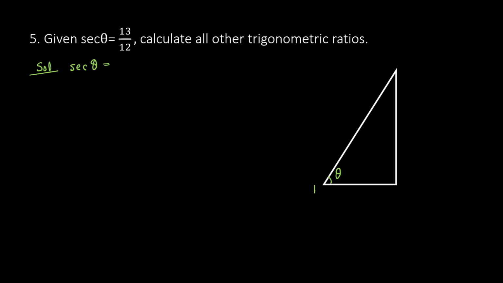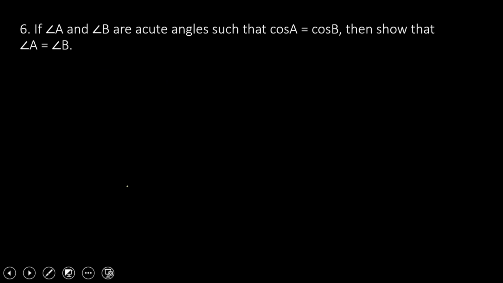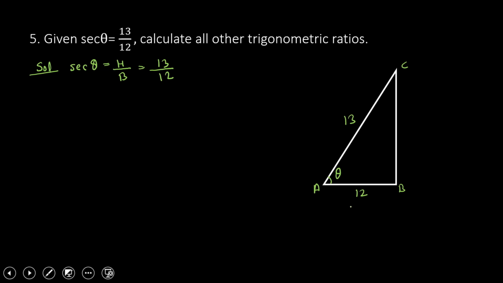Let this be A, B, and this one C. Sec theta equals hypotenuse upon base, which is equal to 13 by 12. Hypotenuse is 13 and base is 12. So what will be the perpendicular? We have to find the perpendicular firstly, then we will find all other ratios.